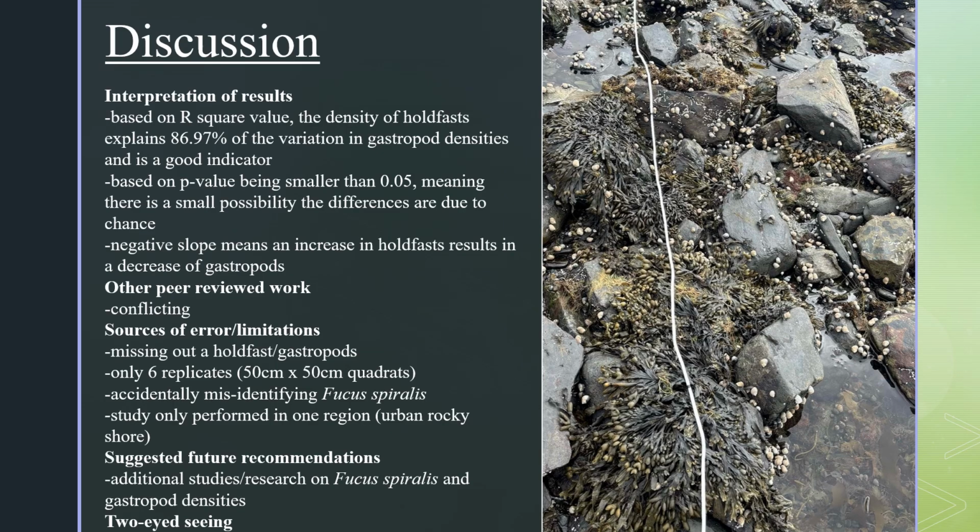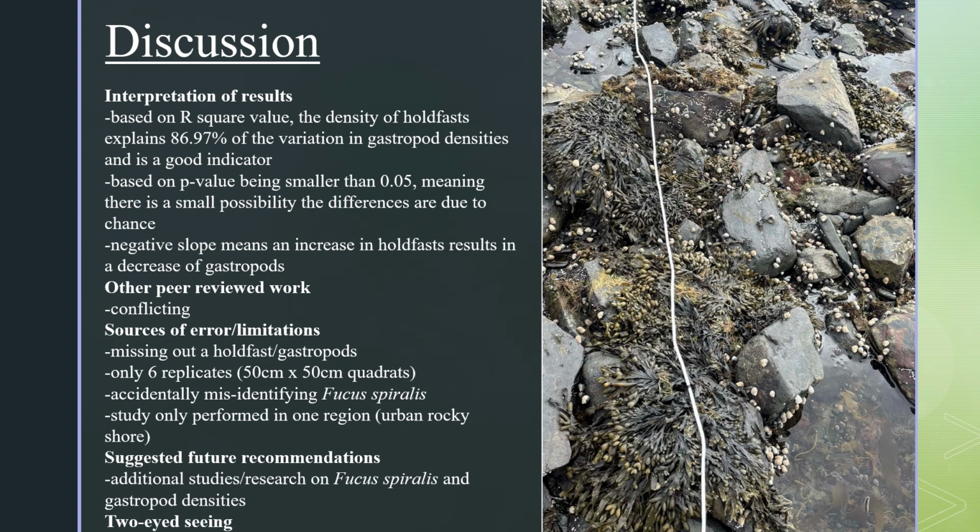So here we're going to interpret the results that we just saw. Based on the R-square value, the density of holdfasts explains 86.97% of the variation in gastropod densities and is a good indicator. And based on our p-value being smaller than 0.05, it means there's a small possibility that the differences are due to chance. And the negative slope means an increase in holdfast results in a decrease of gastropods.